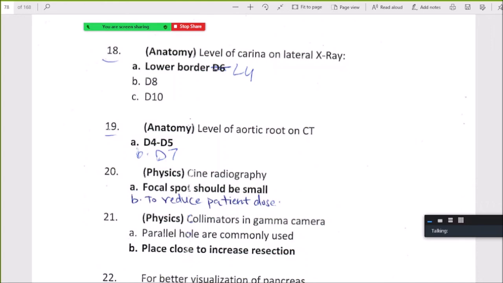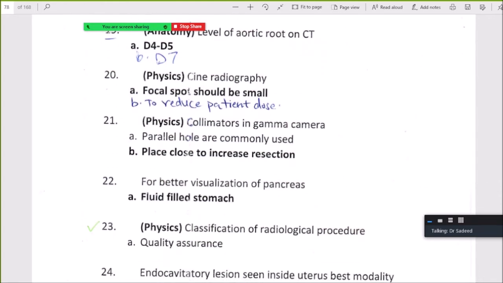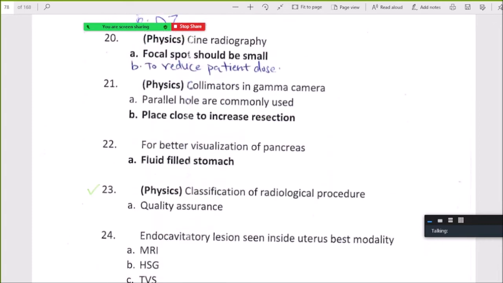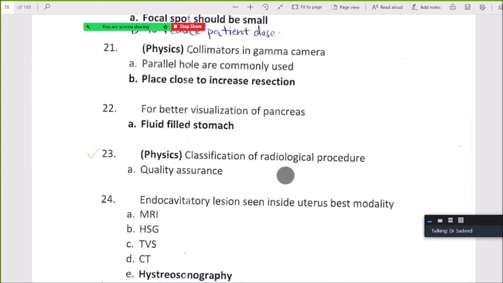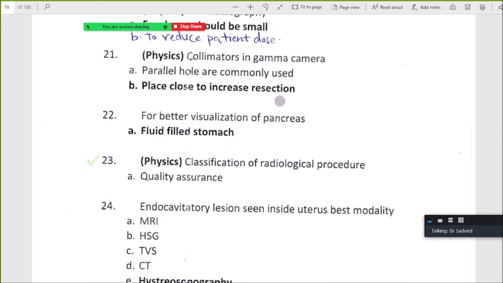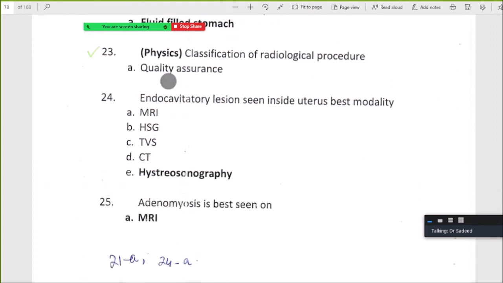20. Sign radiography: a focal spot should be small. 21. Collimator in gamma camera placed close to increase resolution. The parallel hole collimator is commonly used. 22. For better visualization of pancreas, fluid-filled stomach. 23. Classification of radiological procedure, quality assurance.